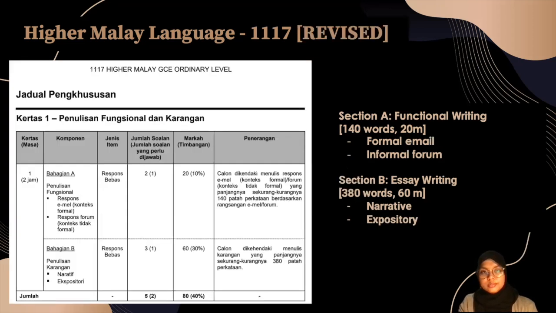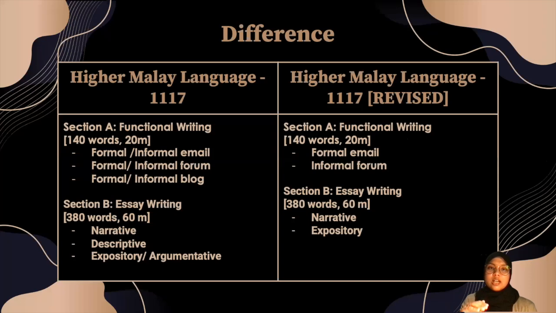For the new syllabus, section A, functional writing, will either be formal email or informal forum. And then section B, essay writing, is either narrative or expository. So again, if I were to put it side by side to see a clear difference between the two syllabuses, for section A functional writing, the old syllabus has formal or informal email, forum, or blog. However, for the new syllabus, it's only two: formal email and informal forum.